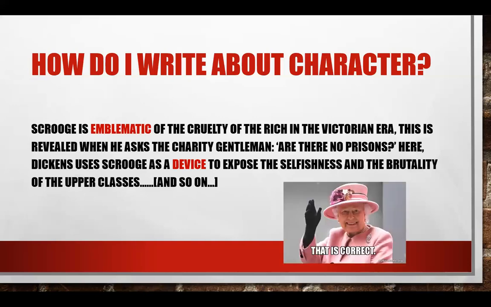Okay, and the Queen approves. So you might want to pause again at this point and jot down or take some screenshots of this paragraph, because this is obviously not a full analytical paragraph, but this is along the way to being a successful characterization analysis.